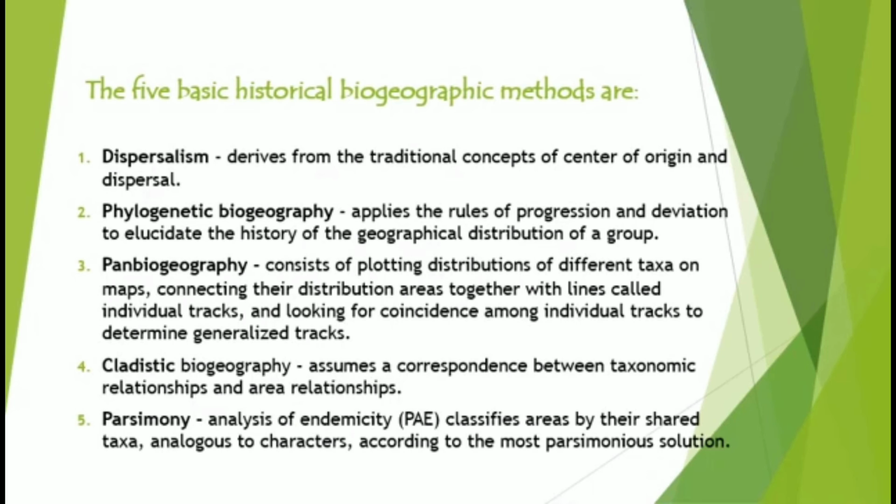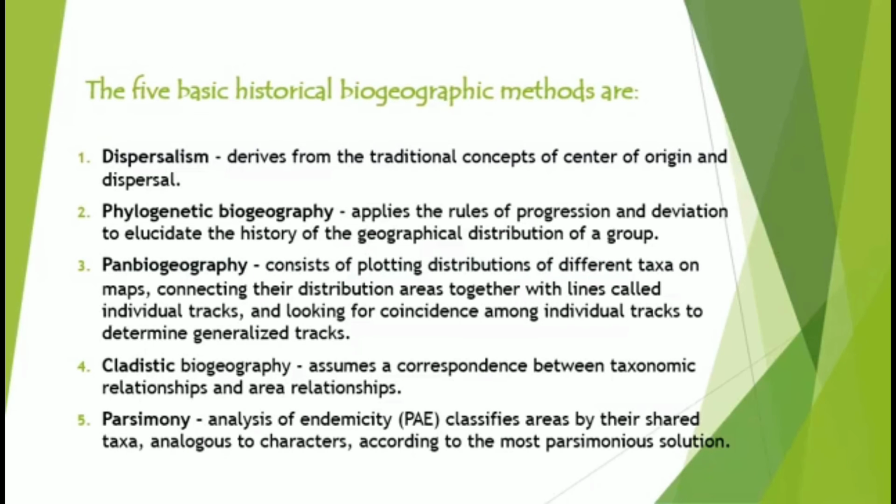The five basic historical biogeography methods are dispersalism, phylogenetic biogeography, panbiogeography, cladistic biogeography, and parsimony. Number one, dispersalism derives from the traditional concepts of center of origin and dispersal. Dispersal is important for any species, whether free-living or parasitic, because a population restricted to one small area risks becoming extinct if conditions become unfavorable, and because dispersal reduces inbreeding and the loss of evolutionary adaptability.